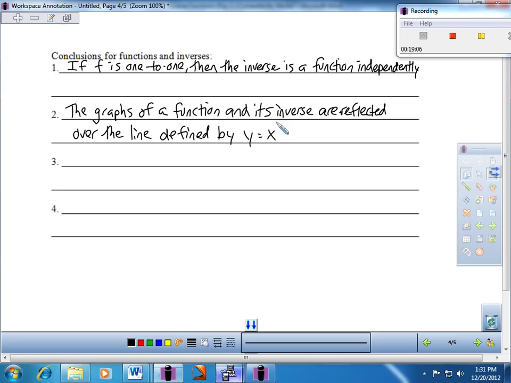And so we've seen reflection lines before when we did transformations and some symmetry parts. We saw x-axis reflections and y-axis reflections and stuff like that. Here we have a reflection over the line y equals x. Okay, good. Now 3 and 4 are going to go together. So let's see if we can do 3 and then draw a conclusion to get 4.